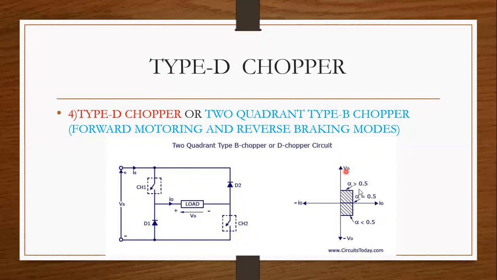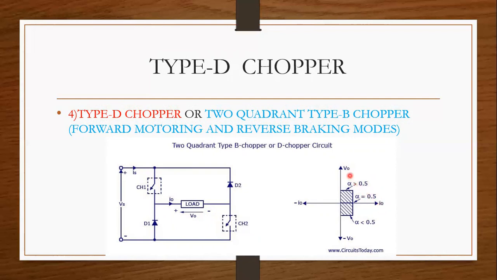Here the voltage and current characteristics are like this, and the speed-torque regions and operating modes are like this: forward motoring mode and reverse braking mode. In the forward motoring mode, the rotor is rotating in a clockwise direction. In the other region, the rotor is rotating anti-clockwise, but the torque acting on this motor is in the opposite direction. The torque direction stays the same because the armature current flowing through the motor is in the positive direction.